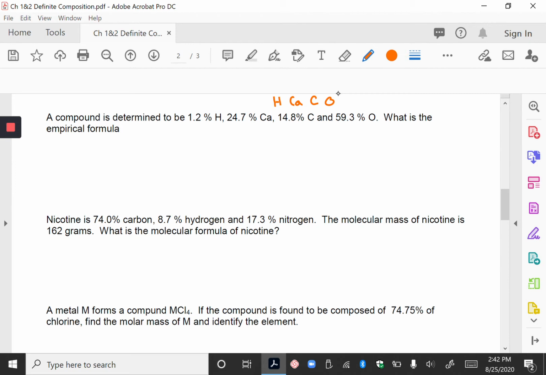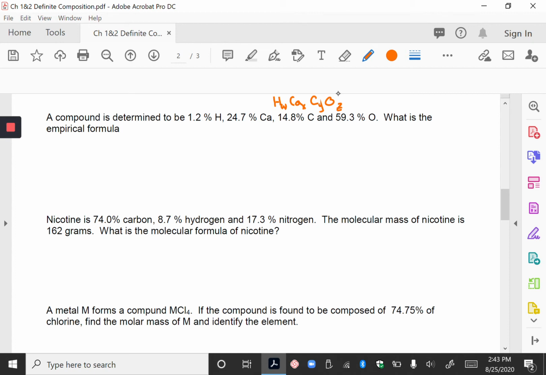So W, X, Y, and Z. So basically I'm trying to find what those are. W, X, Y, and Z, what those numbers are. Remember, these are the ratio of atoms or the ratio of moles. So I want to find either the atoms or the moles of each of these and compare. Easier to find moles than it is atoms, so I'm going to go ahead and do that.